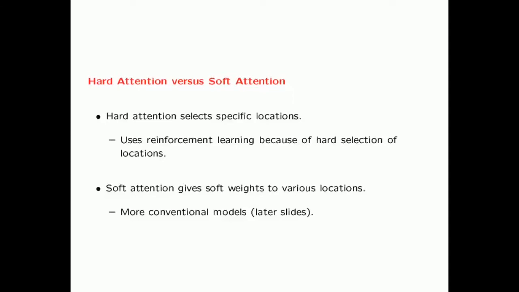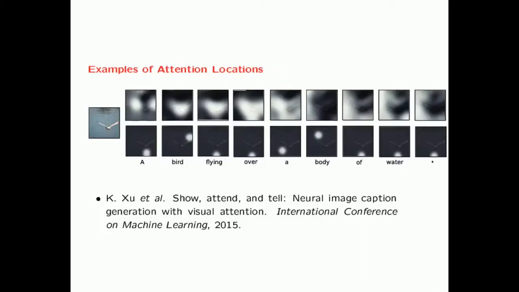We'll discuss a machine translation application for soft attention. And in the case of soft attention, the advantage is that you don't need to use reinforcement learning. You can use somewhat more conventional models. So here I have shown the image captioning application where you had a bird flying over a body of water. Both for the hard attention and soft attention case, you can see the highlighted portions of the images. Now for the soft attention, larger portions of the image are highlighted because you are giving soft weighting to certain locations in the image. And you can see that very often the location that is highlighted is relevant to the word that is being generated.